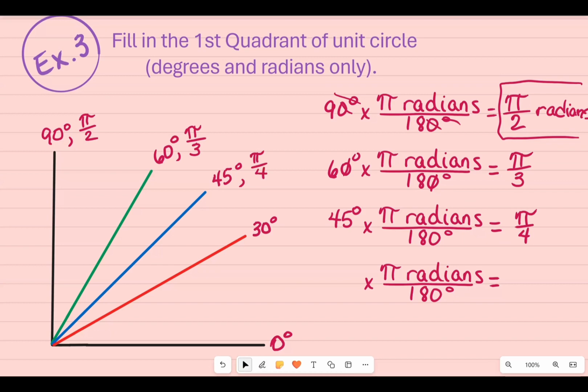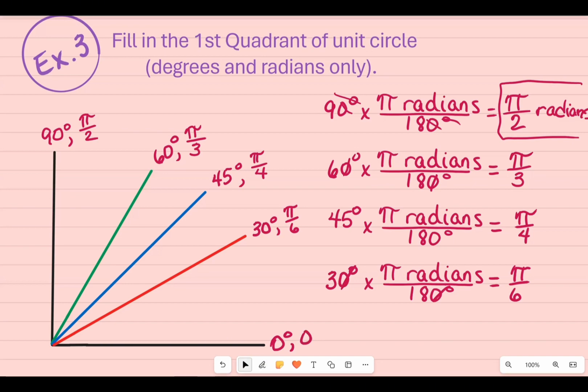And then we have 30 degrees. They both end in 0, so we can get rid of that. So it's really 3 over 18, and that's going to be pi radians over 6. We really don't have to do 0 because 0 times anything is just 0. But just so you know, it's simply 0.